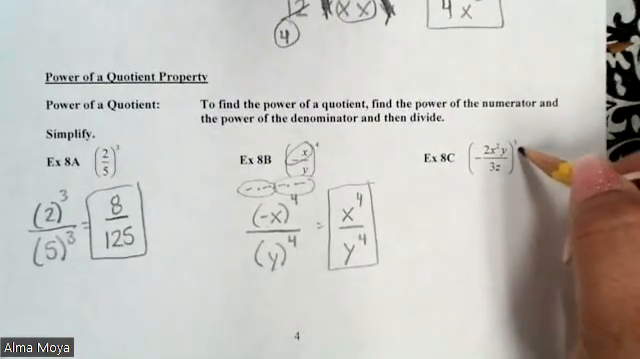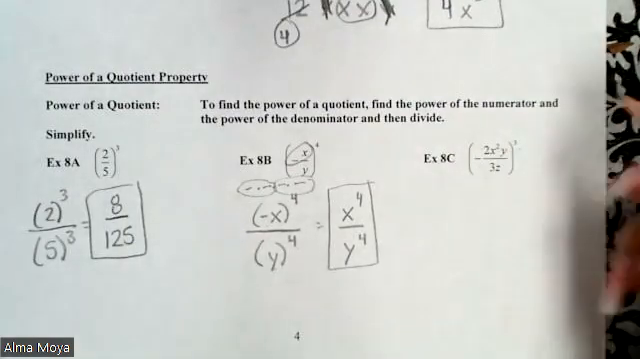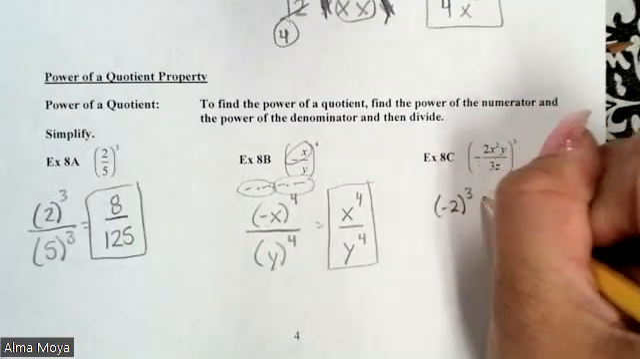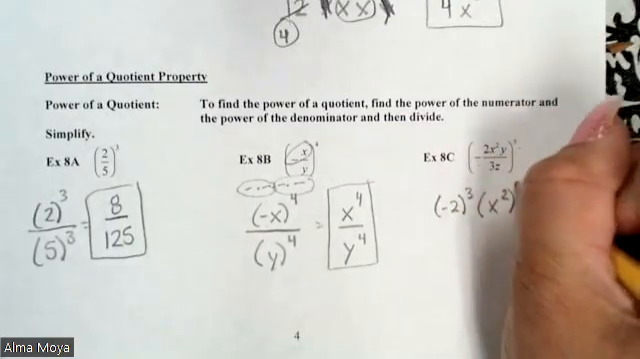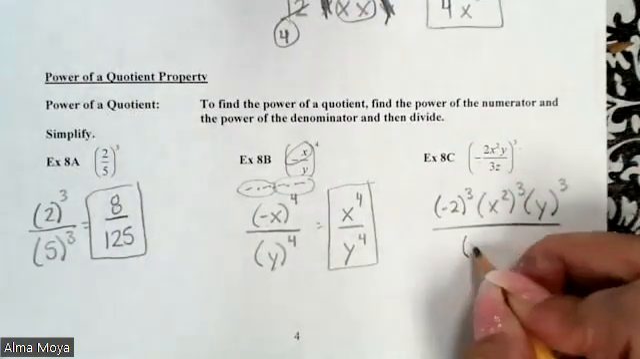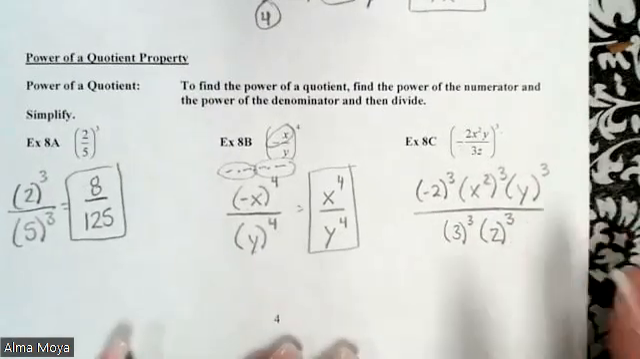On this one, the cube, I'm going to apply that to every single term. Now, I always throw the negative on the top. So I'm going to write that as a negative 2 to the third power. I have an x squared to the third power, and I have a y to the third power. Then I'm going to have a 3 to the third power and a z to the third power.